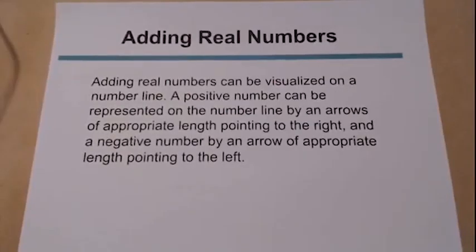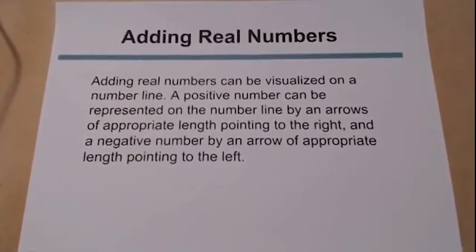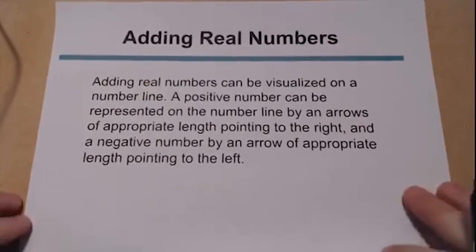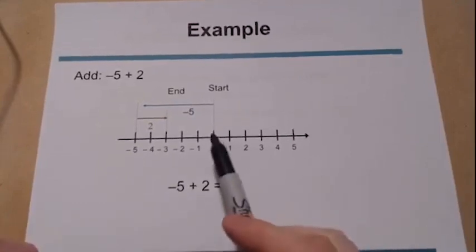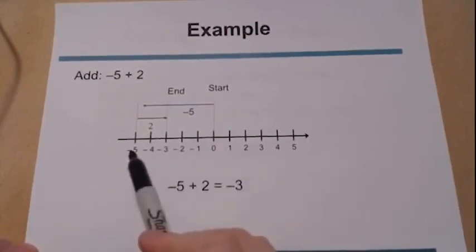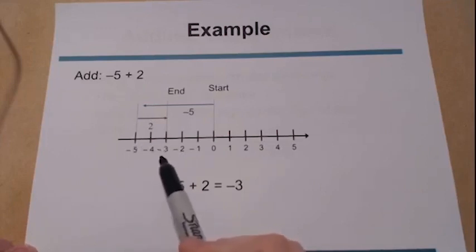When we think about adding real numbers, if we have positive and negative, our starting point on the number line is the first number. Adding a number moves us right. Subtracting a number moves us left. So if we have negative 5 plus 2, starting at 0, negative 5 would take us to negative 5 on the number line, so we could start there. Adding 2 moves us 2 units to the right. Negative 5 plus 2 would be negative 3.